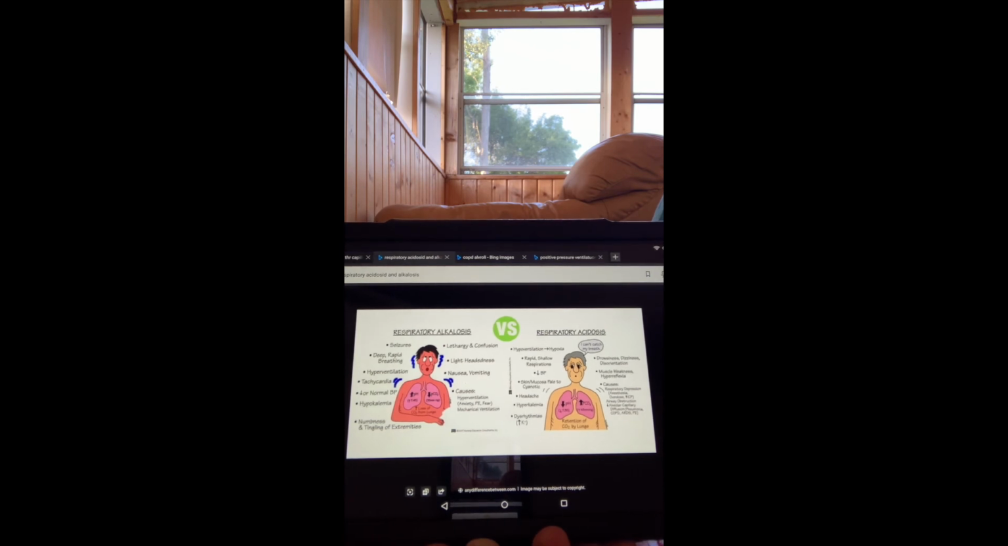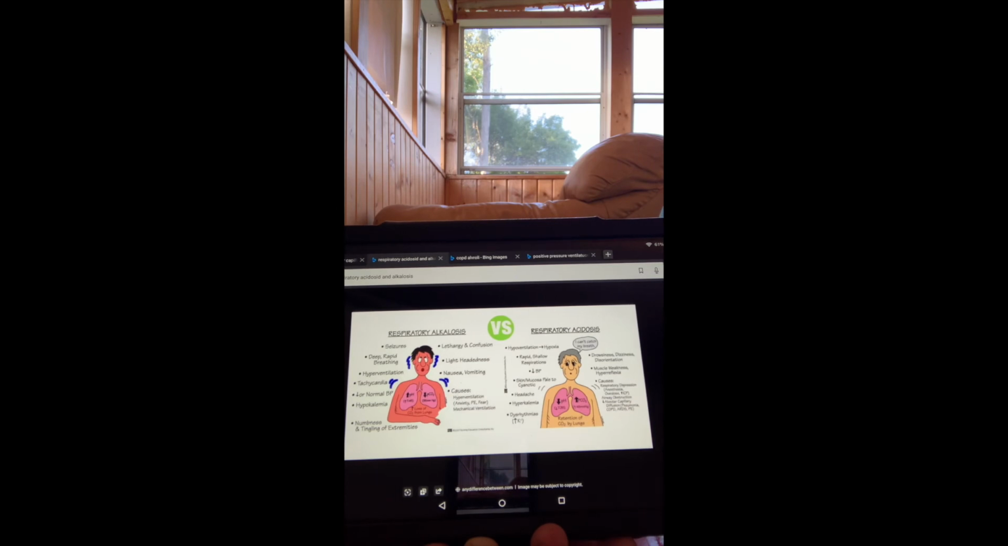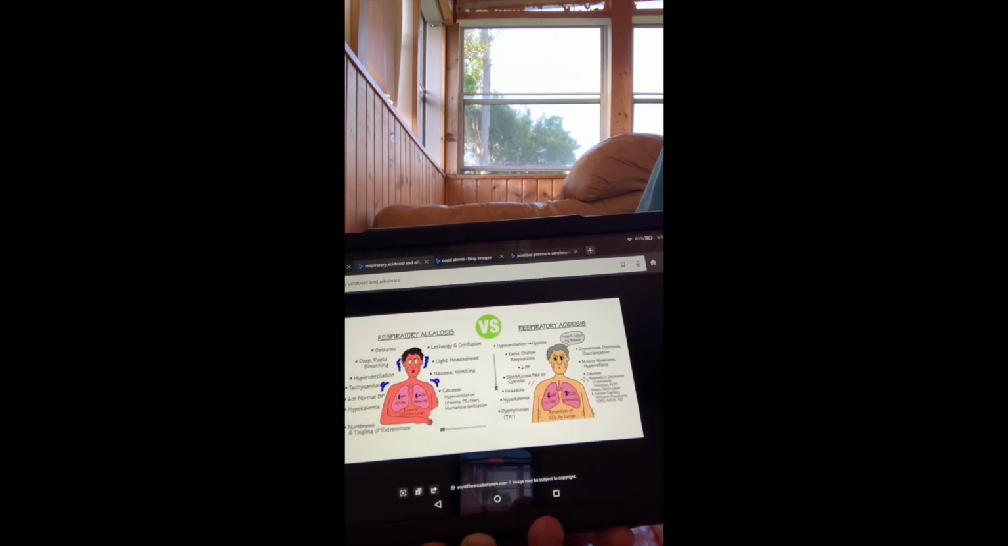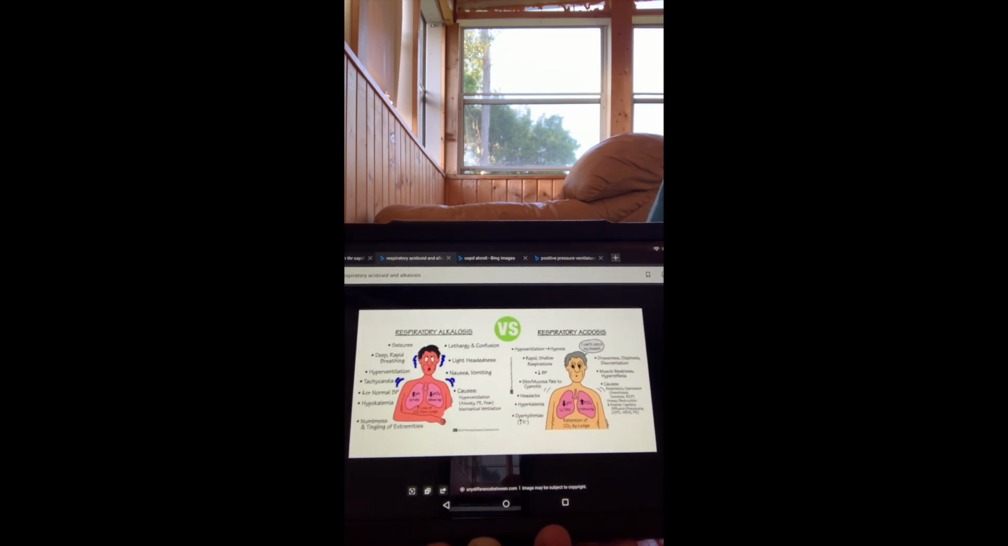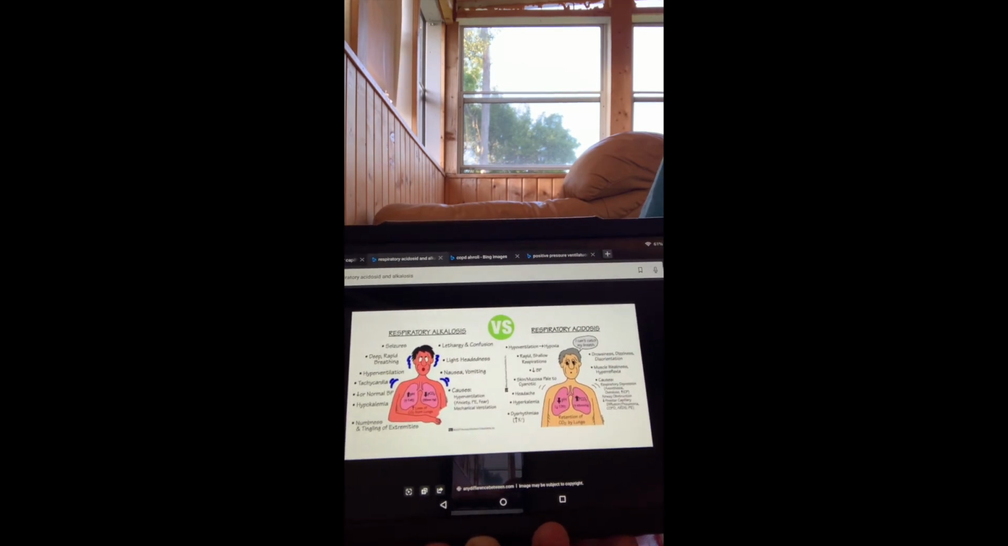Both hypoventilation and hyperventilation can happen because of how the patient's breathing themselves, or because of a provider if they're giving artificial ventilations.